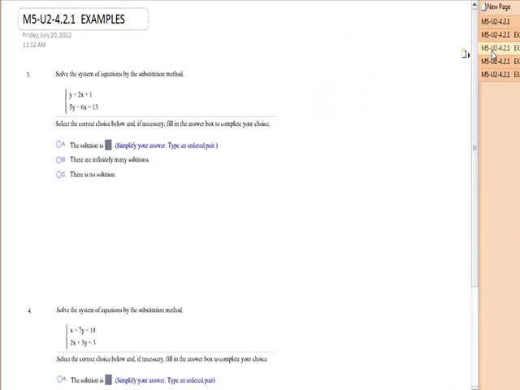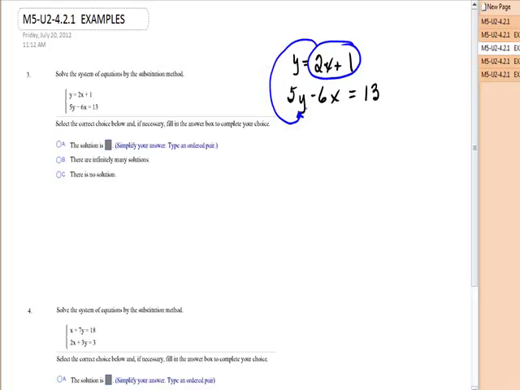All right, let's look at a few more examples. I have y is equal to 2x plus 1, and 5y minus 6x is equal to 13. Once again, I call the system ready for substitution because I have a y equals. I will take that and plug it in the place of y.